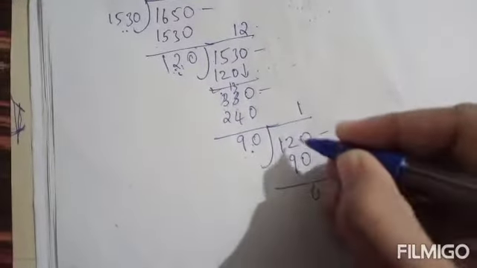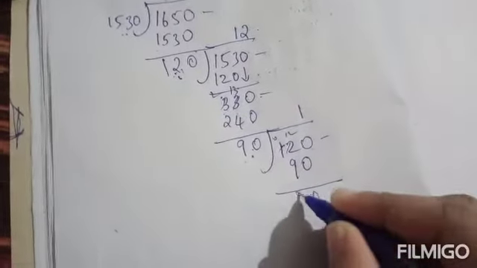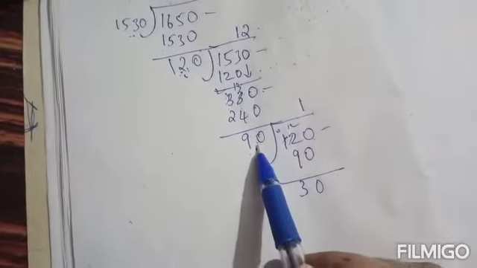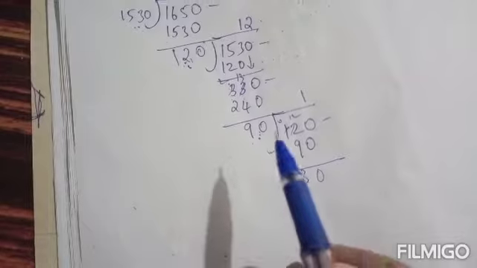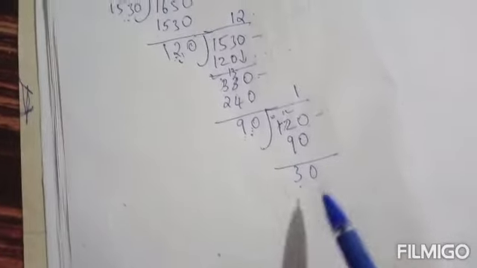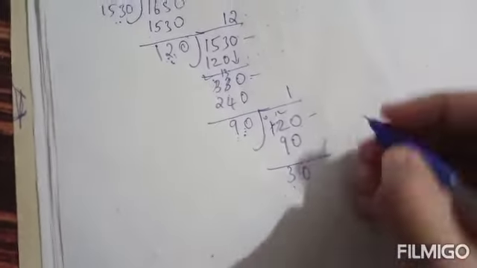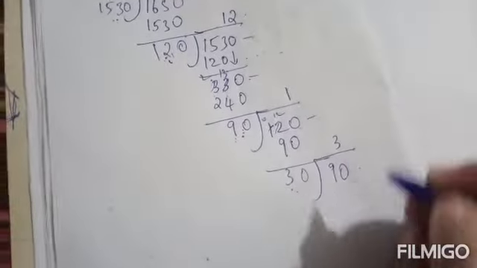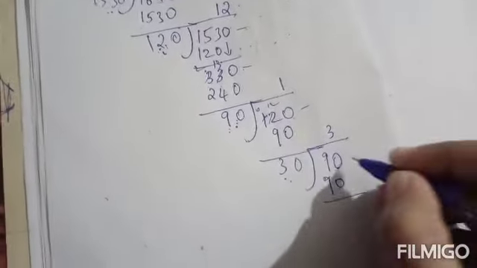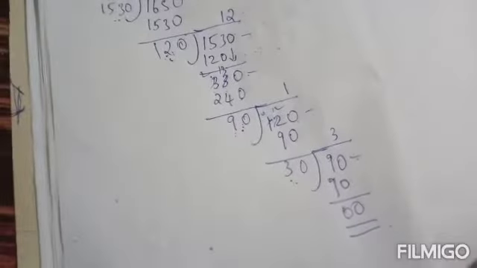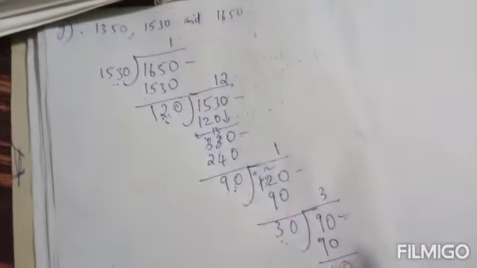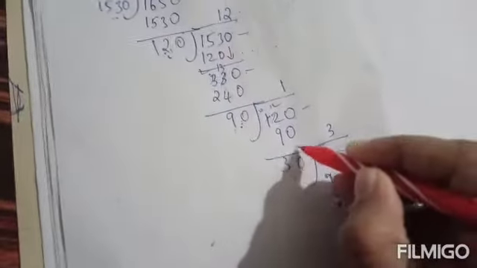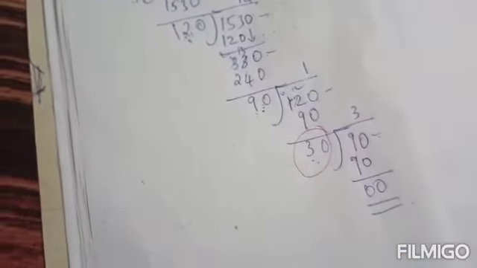Remainder is 30. Okay, now divide 90 by 30. Divide the last divisor by the last remainder we got. So 90 divided by 30 is 3. Subtracting, you get 0. So what is the HCF of 1650 and 1530? The last divisor, that is 30.